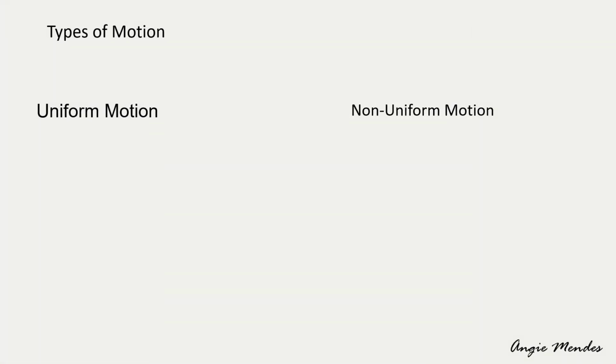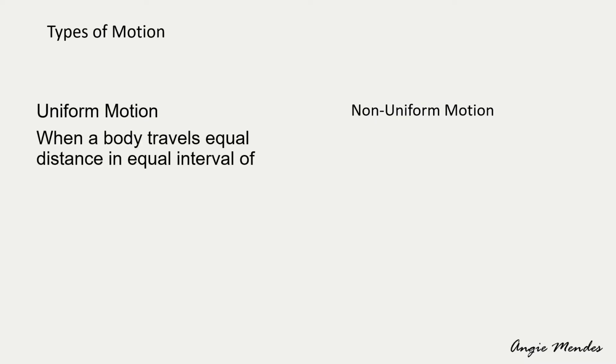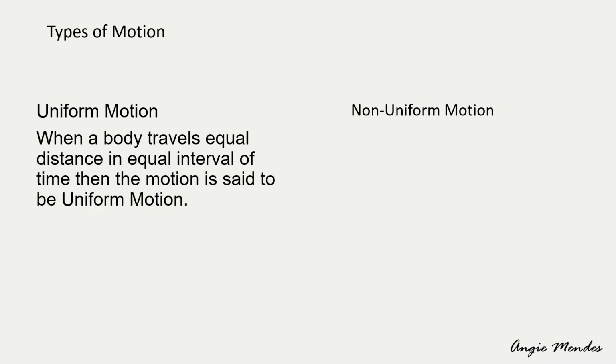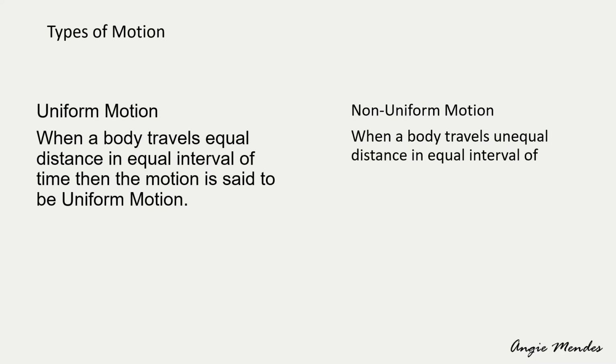So let us discuss now what is meant by uniform motion and non-uniform motion. Uniform motion is when a body travels equal distance in equal intervals of time, and non-uniform motion is when a body travels unequal distance in equal intervals of time.